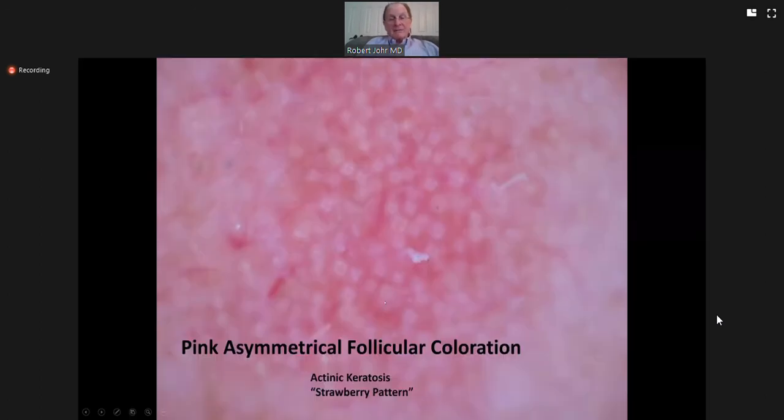Then there's the strawberry pattern, which you heard about before, where you have follicular openings, but the pigment pseudo network is really just like a pinkish irregular coloration. So it's a strawberry pattern, and I like that, and you see that very often.